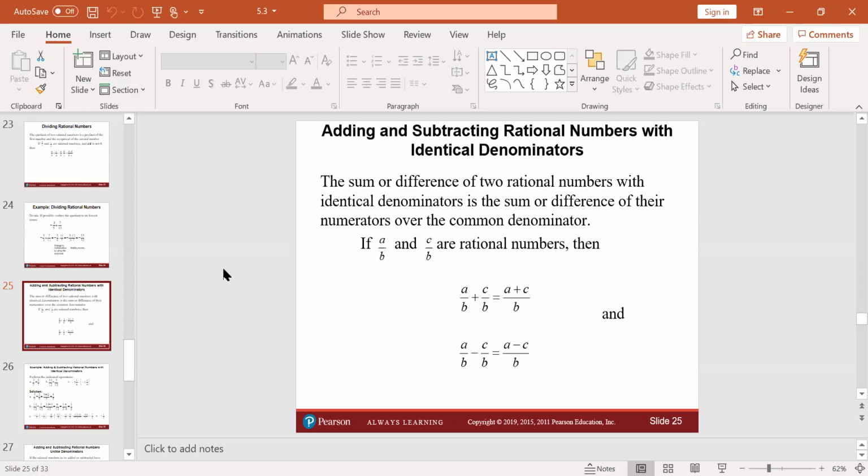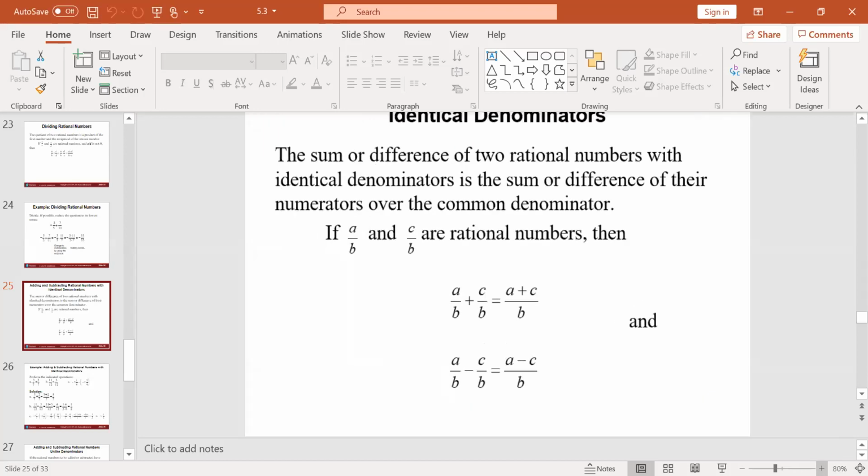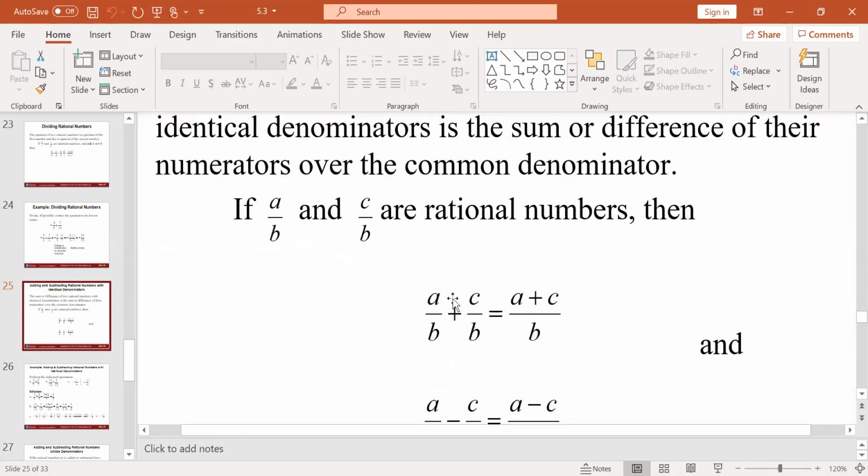So let's see why. The sum or difference, so either from adding or subtracting two rational numbers, remember a rational number is kind of like a fraction. If they have the same denominator, all you do, if you're adding them, you add their numerators together into the new numerator, and then the solution here will have that common denominator, whatever it was.